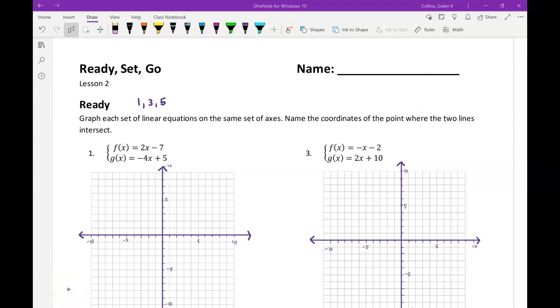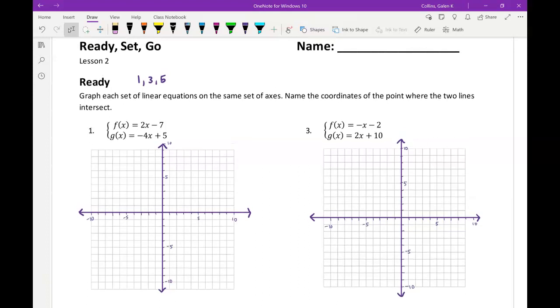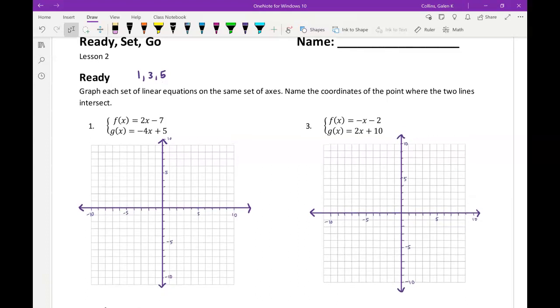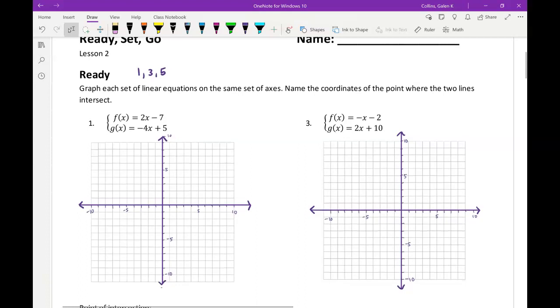For Unit 3, Lesson 2, Ready, Set, Go, this video is for the Ready problems. I'm only going to go over the odd-numbered problems in the video, 1, 3, and 5. But if you're doing any of the even-numbered problems, I think this video would still help you. They're just not included. So the directions say graph each set of linear equations.